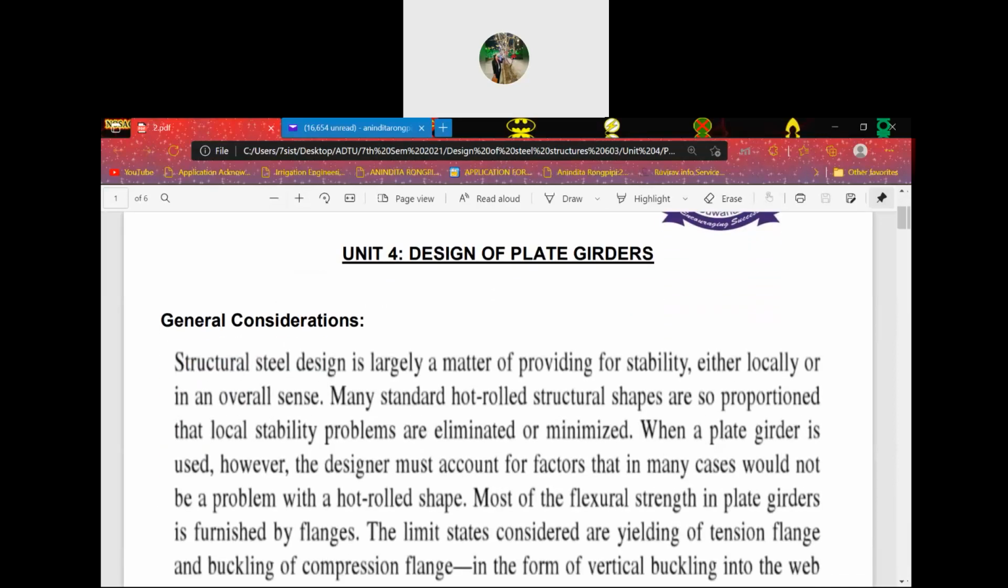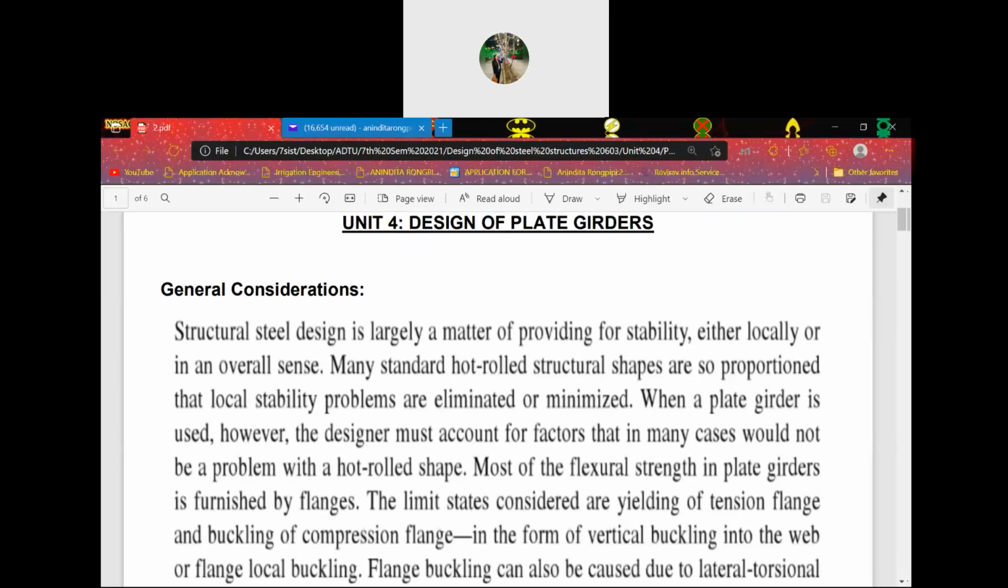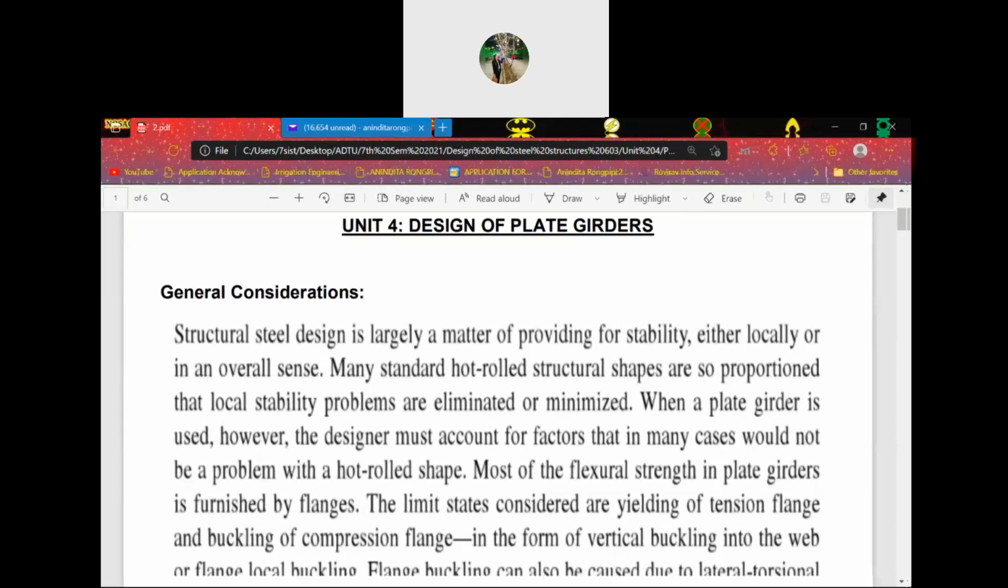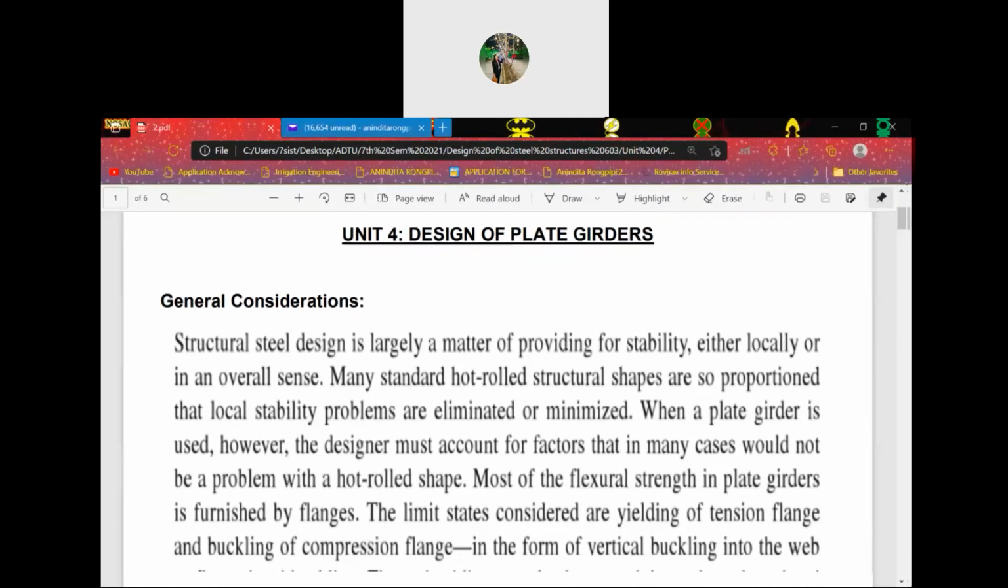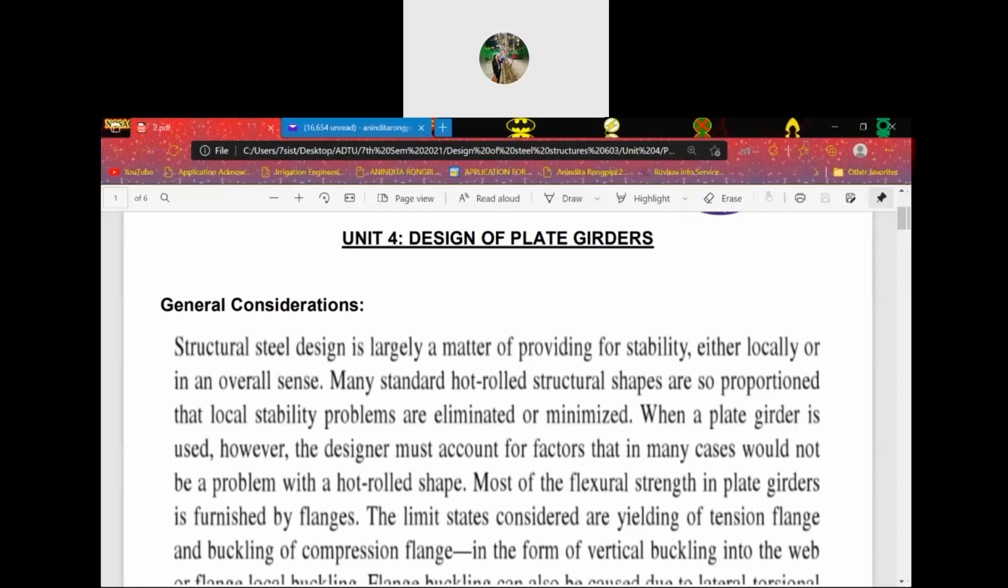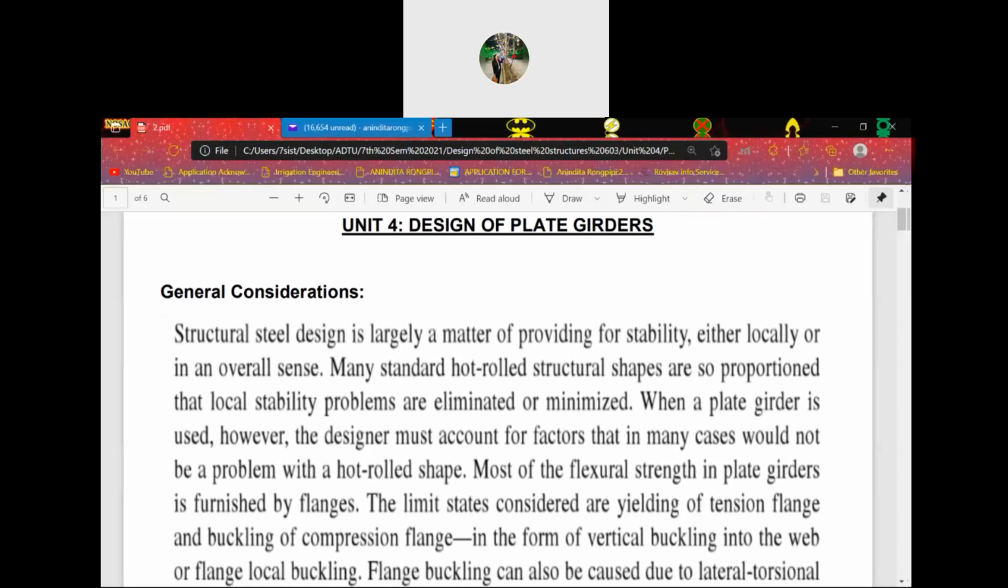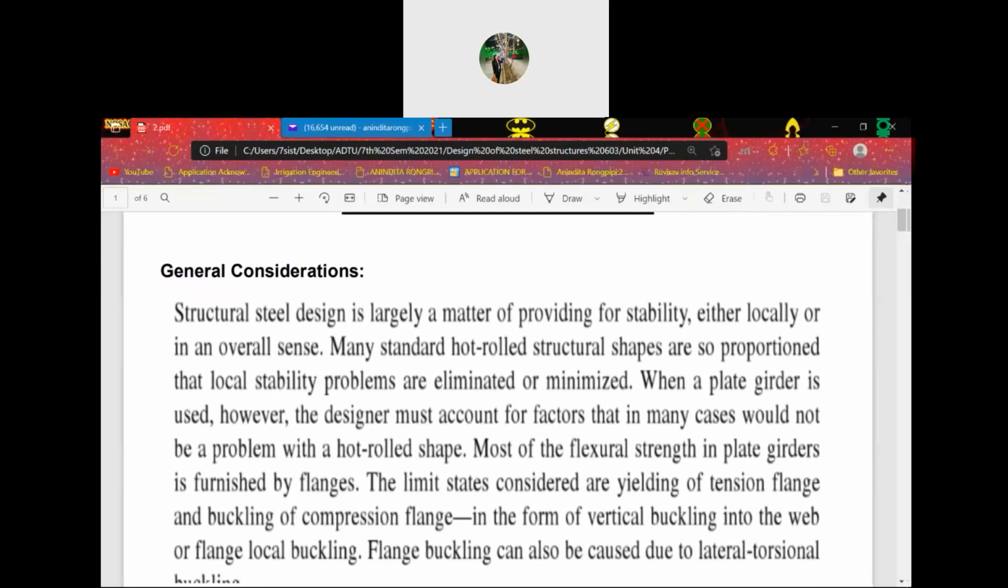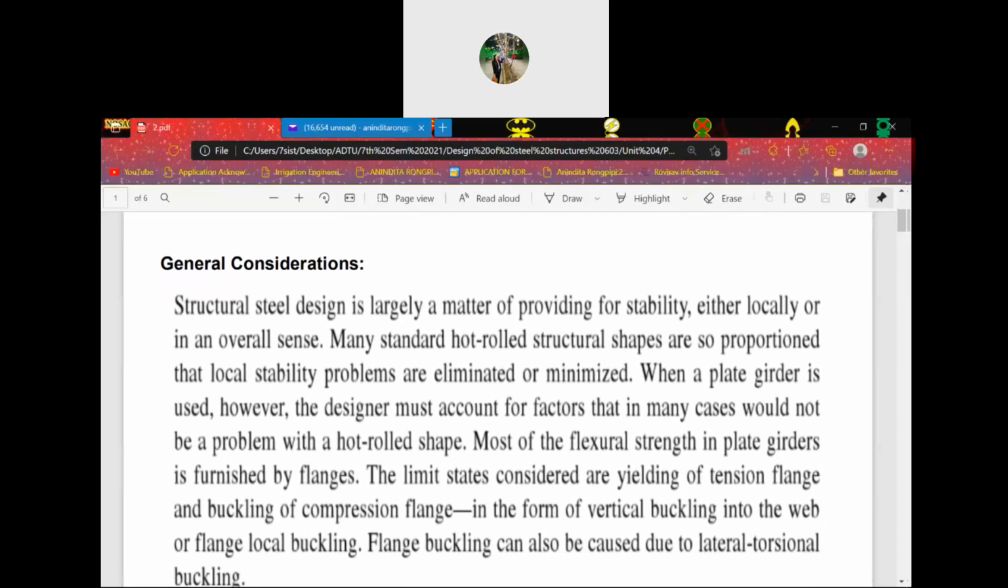Next, general consideration. Structural steel design is largely a matter of providing stability, either locally or in an overall sense, and many standard hot rolled structural shapes are so proportioned that local stability problems are eliminated or minimized. When a plate girder is used, however, the designer or engineer must account for factors that in many cases would not be a problem with a hot rolled shape.